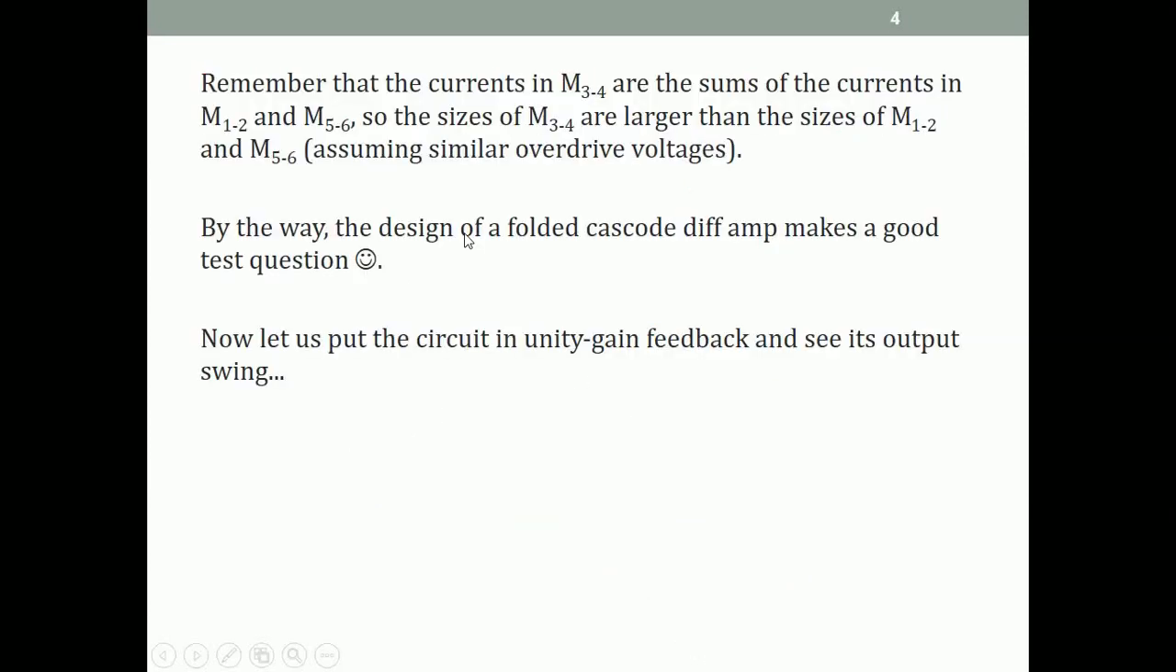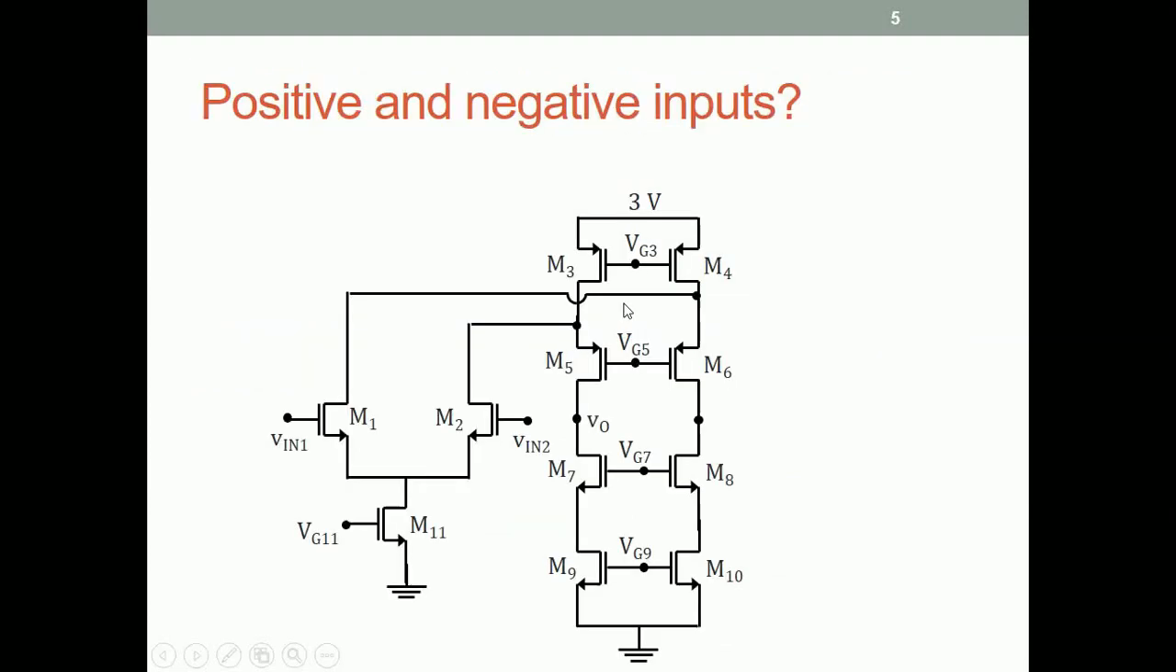The other thing is a design of a folded cascode makes an excellent test question, right? So please study and spend some time designing a folded cascode on your own. Okay, now let us put this circuit in unity gain feedback.